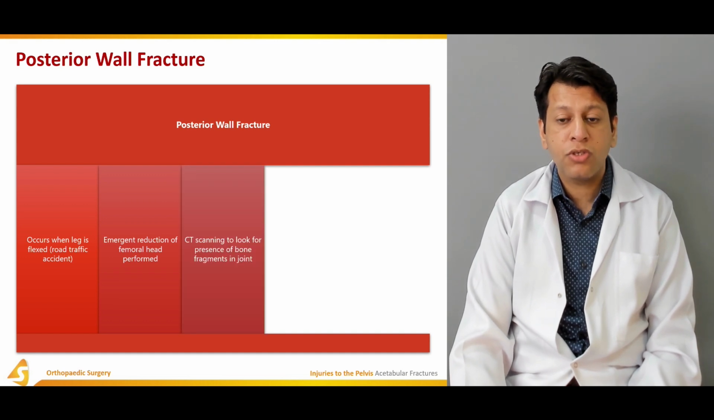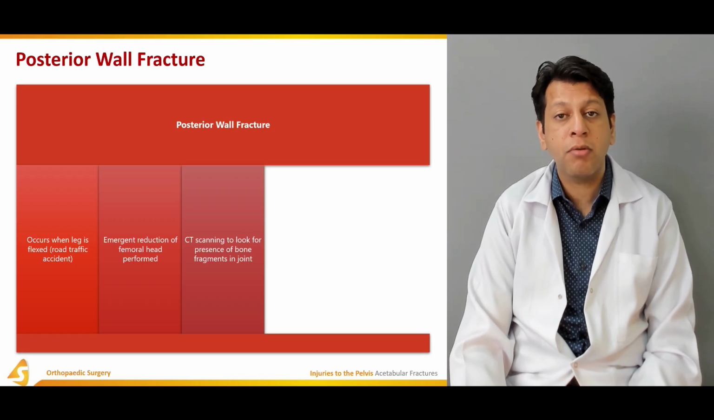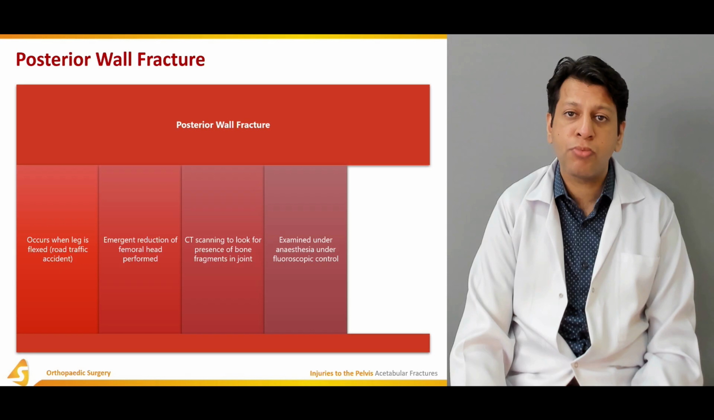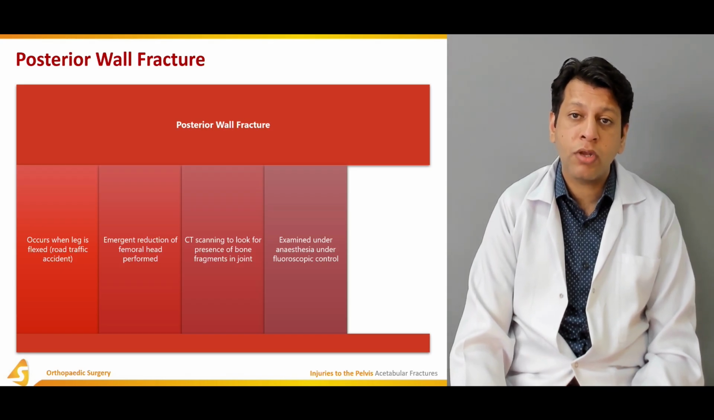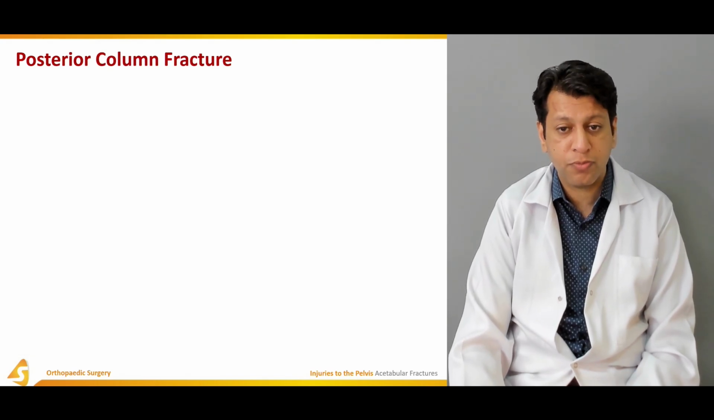CT scan is used to look at the presence of bony fragments in the joint. Examination under anesthesia with fluoroscopic control is also important, just to assess the stability, whether the femoral head redislocates or not. If it redislocates, it may require operative stabilization. Operative fixation is usually done by a Kocher-Langenbeck or extended posterior approach.